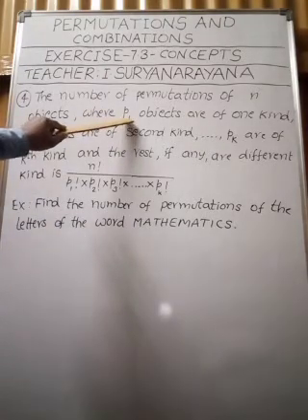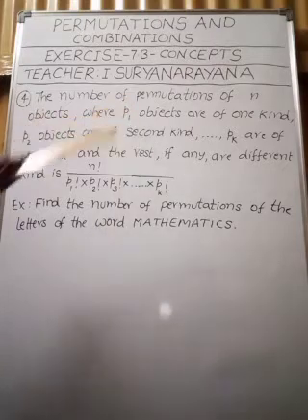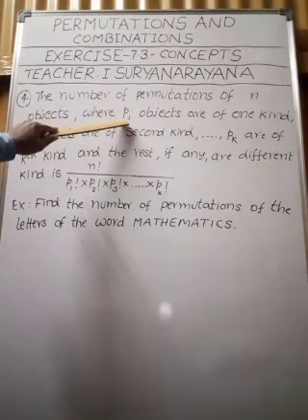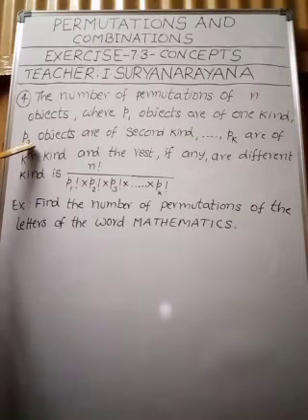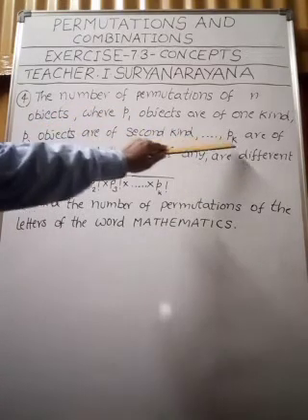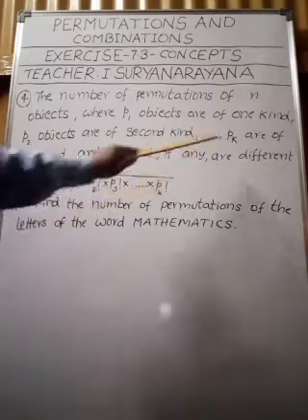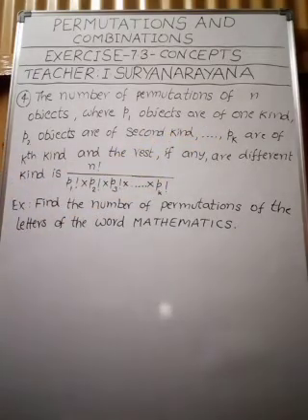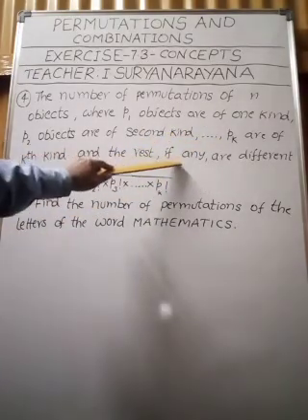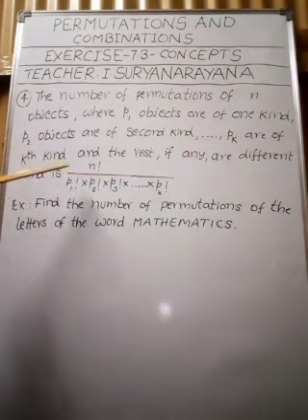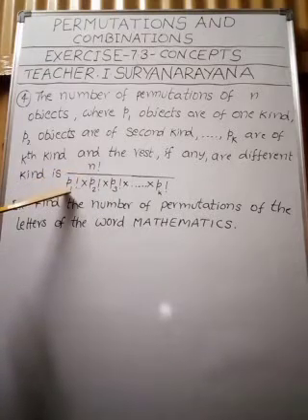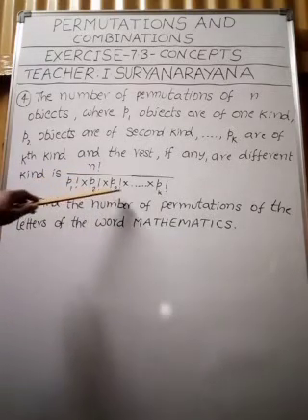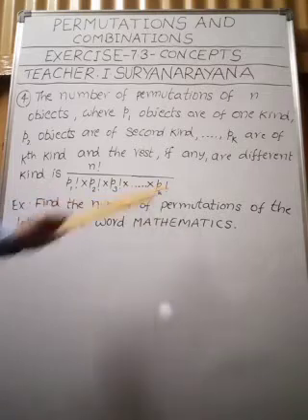They are of the same kind. My children, they are the same kind, identical. p2 objects are identical objects. They are alike. Similarly, pk objects are alike, they are of the same kind, and the rest of the objects, if there are any, are of different kinds. Then the number of permutations equals n factorial by p1 factorial into p2 factorial into p3 factorial and so on, pk factorial.